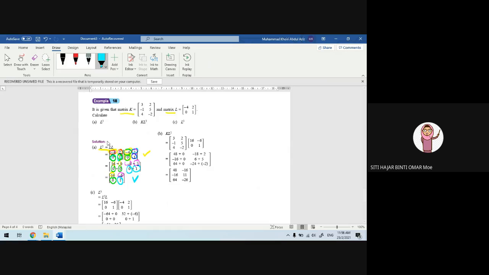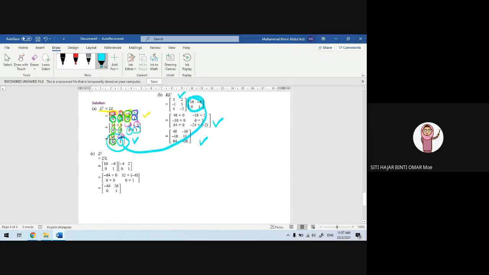And then the next question gives you K L squared. So this answer, you just write down straightly to here. No need to repeat the process again. So, just take the answer. And then you multiply by 2. The same process and answer.